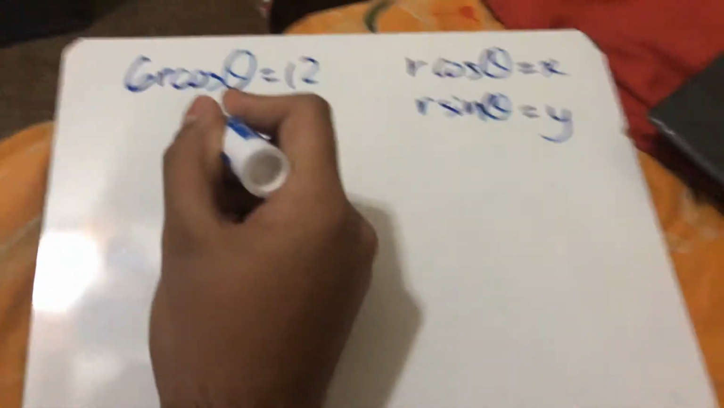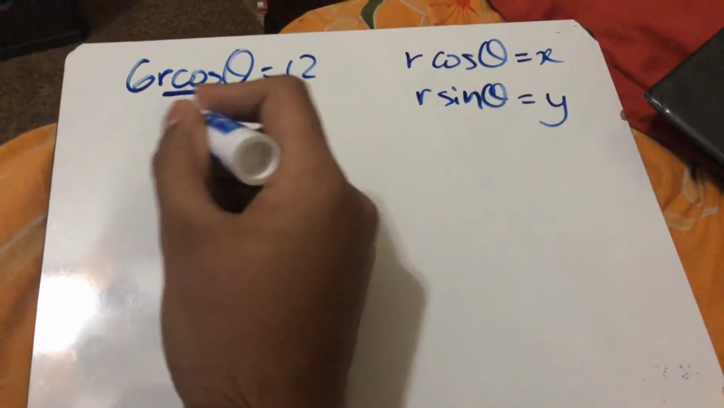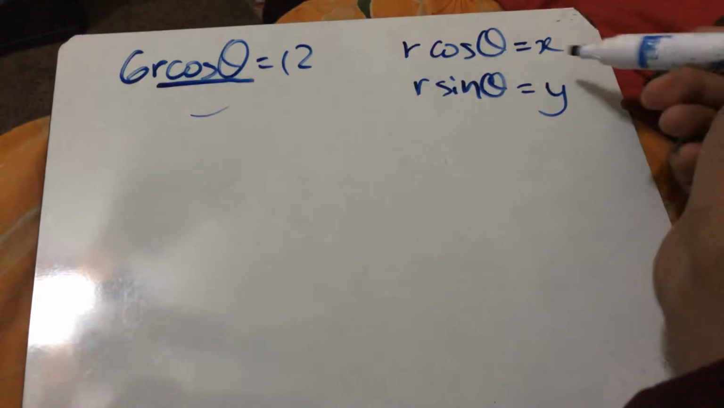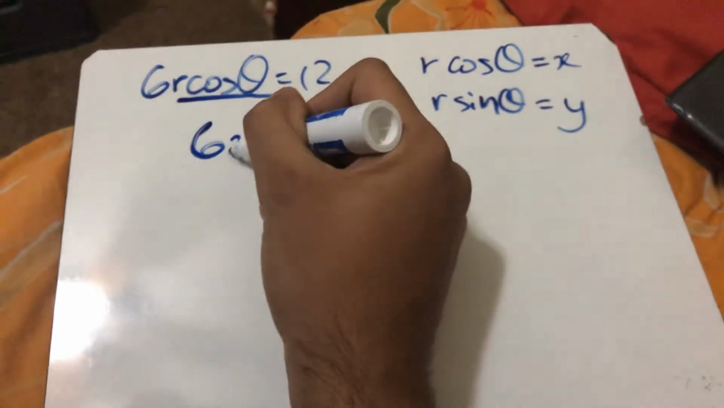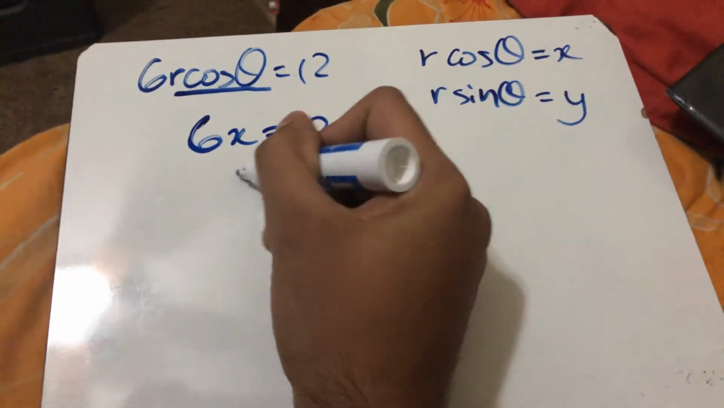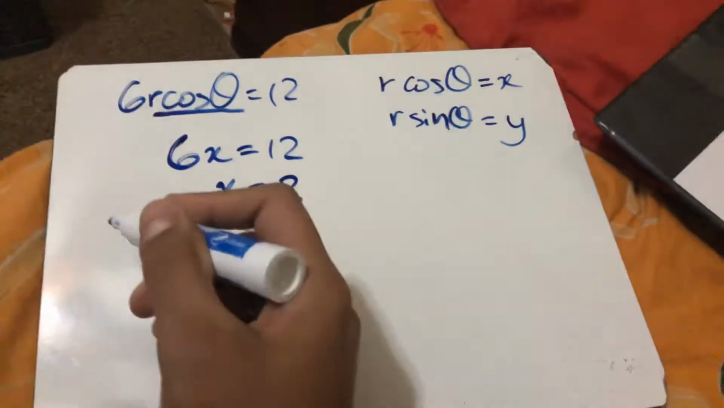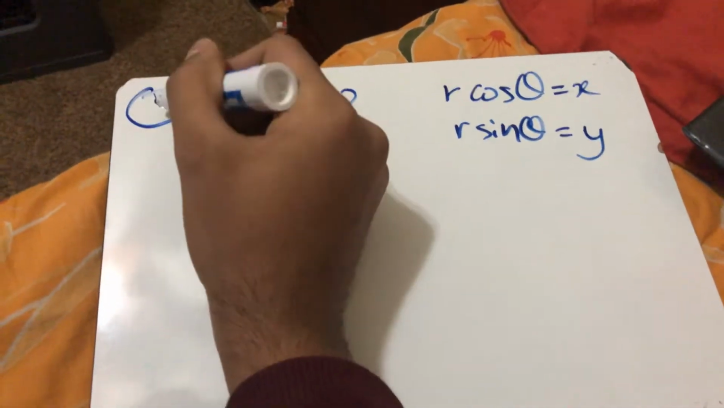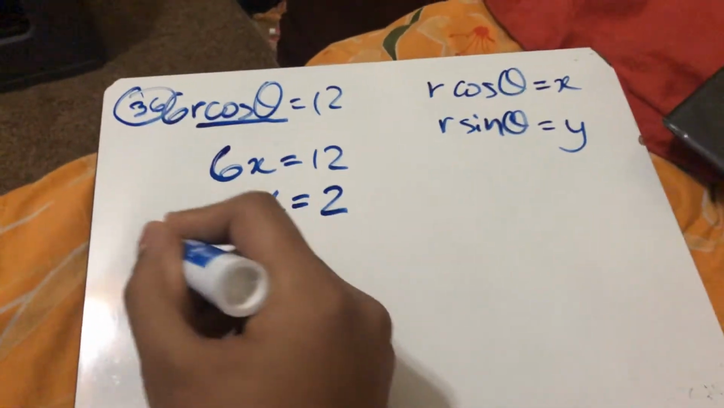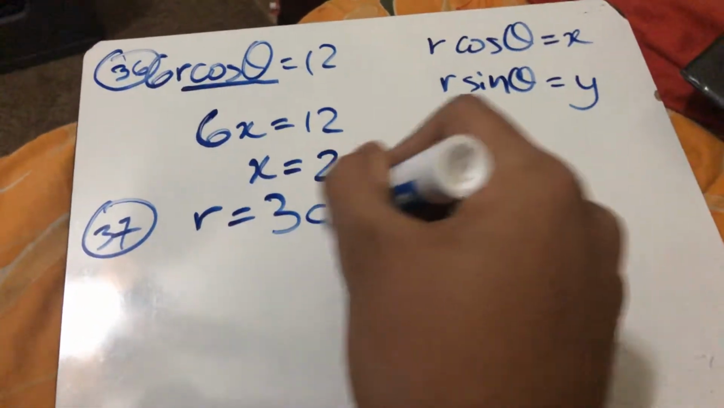So this one's pretty easy because right off the bat we see that we have an r cos theta in here. So what we can do is substitute that for x, because we know that that's just x, right? So if we write 6x equals 12, we know that x equals 2. So that's literally it for the first one, number 36. If we look at number 37, here, let me write 36 here so y'all know. All right, that's 36. If we do 37 now, we have r equals 3 cosec theta, right?